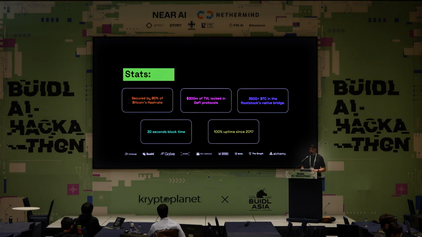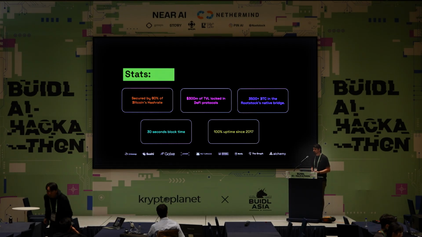Some stats about Rootstock. We have the security of Bitcoin, but by how many miners? We have more than 80% of Bitcoin's hash rate, which is very, very strong. So more than 80% of Bitcoin miners are doing this. Why do they do this? Because for them it's not an extra cost. They don't have any extra computational cost, but they get a reward. So they have this incentive of making Rootstock stronger.